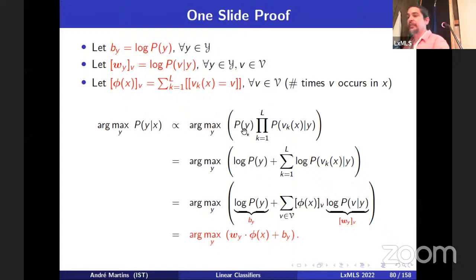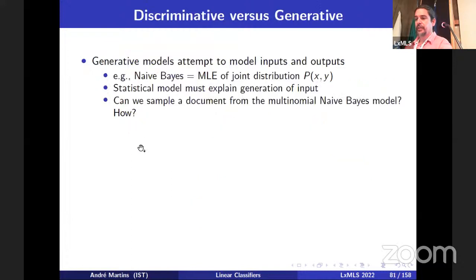So this means that the naive Bayes is a linear model in disguise. Naive Bayes with the multinomial model is an instance of a linear classifier, for a particular kind of features, and where the weights and biases are related to the probability estimates.